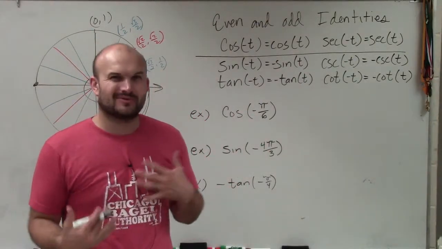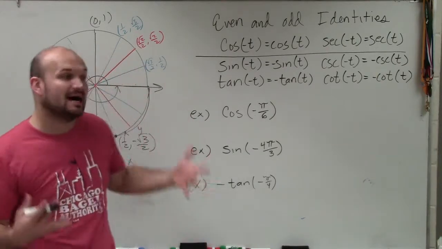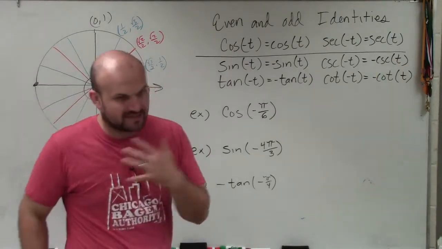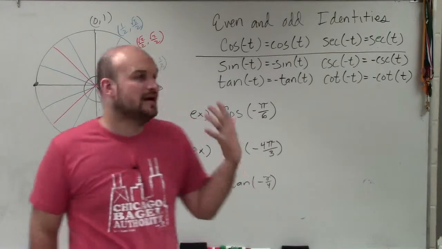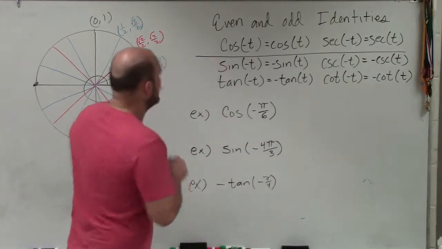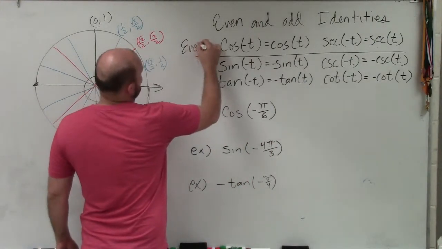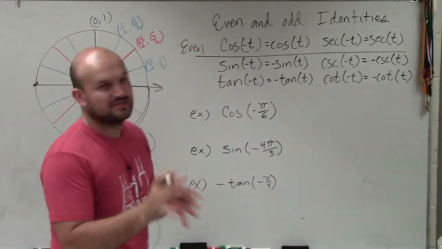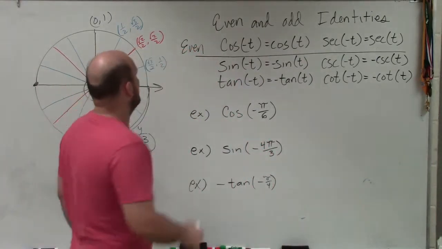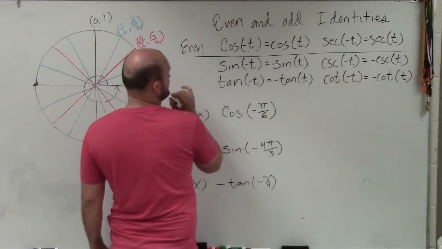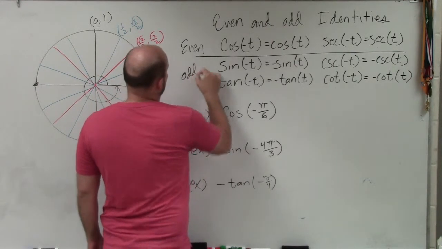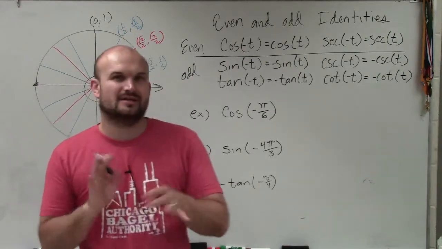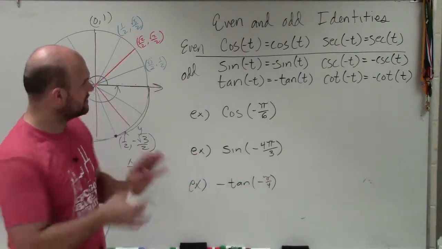We don't really use the even and odd identities a lot, but it is something that is going to come up, and it is very important for you to at least identify them and know what they are. So I actually did write them out. We have the even identities, and the reason why these are even is because cosine and secant are even functions, which I have a description of later. And then sine, tangent, cosecant, and cotangent are what we call odd functions, okay? And that basically talks a lot about their symmetry and so forth.